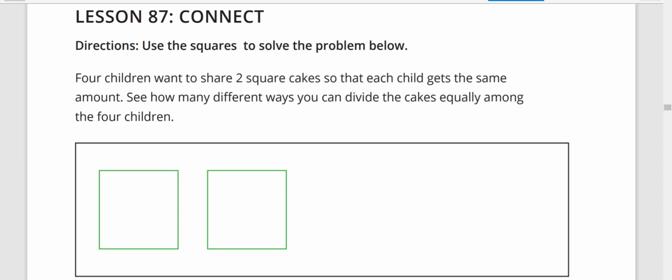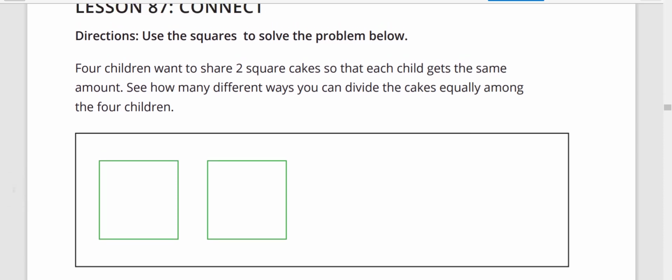Open your book, page 93. Use the squares to solve the problem below. Four children want to share two square cakes so that each child gets the same amount. See how many different ways you can divide the cakes equally among the four children.